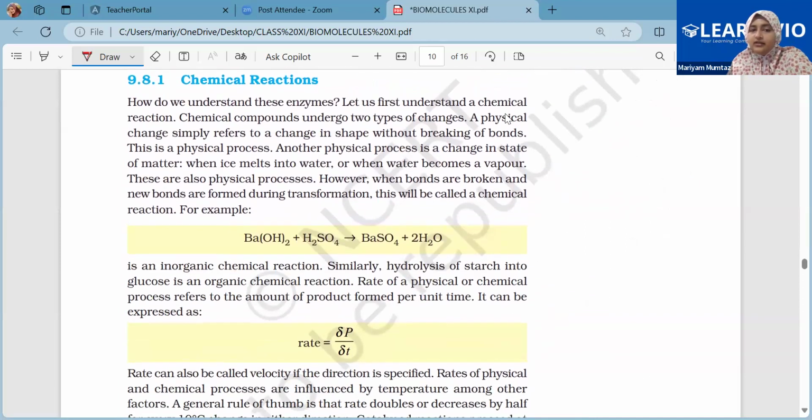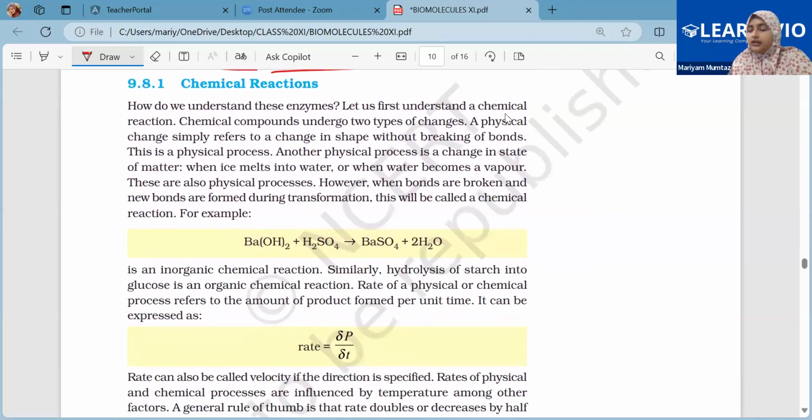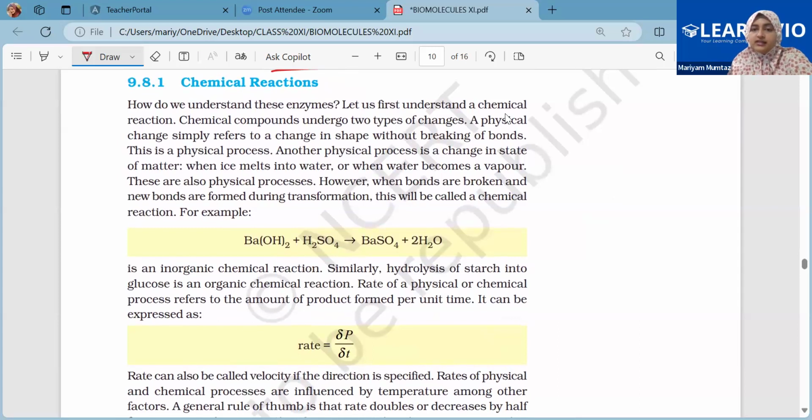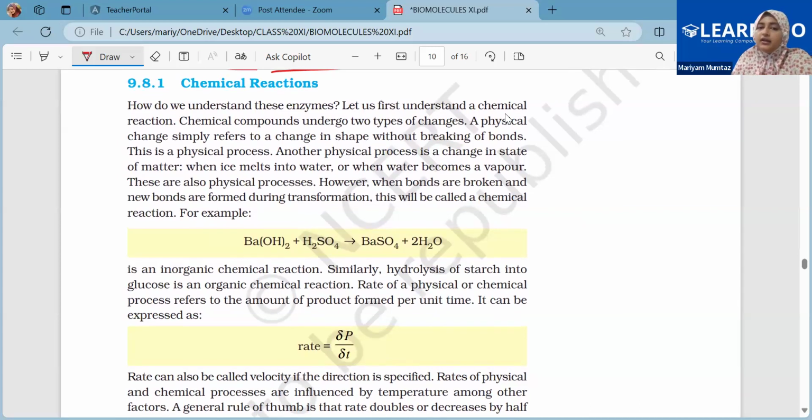Now talking about chemical reactions, how do we understand these enzymes? Let us first understand a chemical reaction. A chemical compound undergoes two types of changes. There is physical change, which simply refers to a change in shape without the breaking of bonds. Here, no new substance is formed. Another physical process is a change in state of matter. For example, when ice melts into water, from solid to liquid, or when water becomes a vapor, from liquid to gas. These are physical processes and they are reversible.